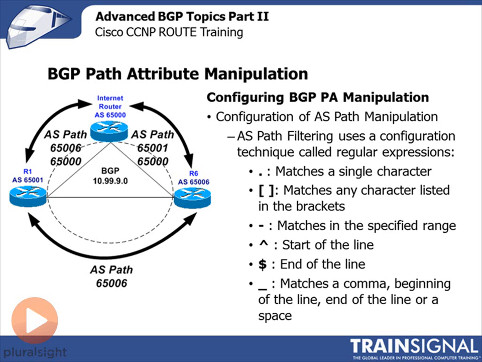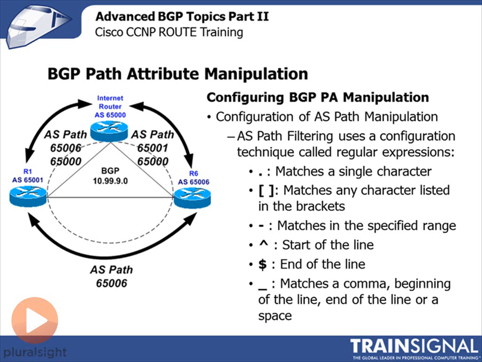Now, one of the things that you can do for AS path filtering, which is different than AS path prepending, it's kind of the opposite. Prepending is actually changing something specific. Path manipulation is actually trying to filter out certain things. So AS path filtering uses a configuration technique called regular expressions. If you've done a lot of Linux and Unix programming, these are probably very familiar, but it might be newer to you who have just been traditionally route switch people.